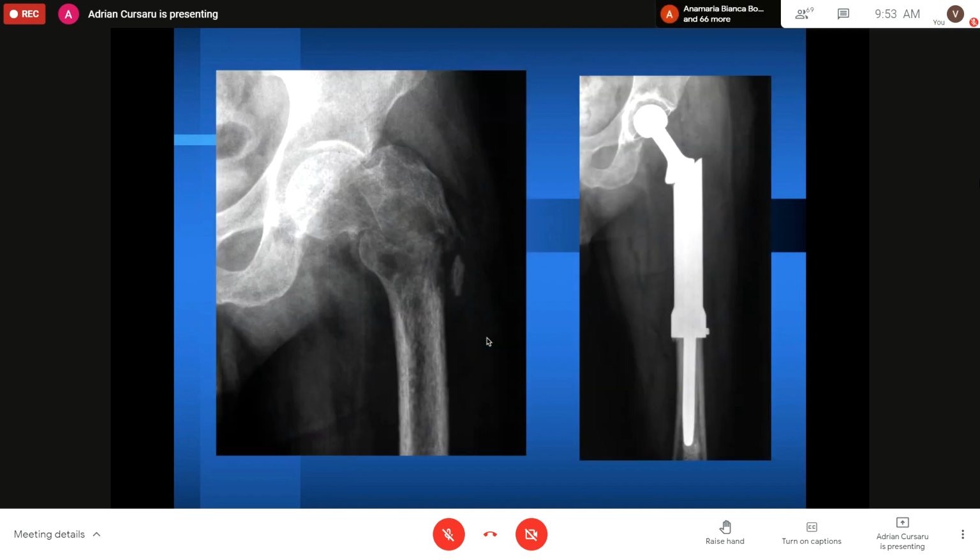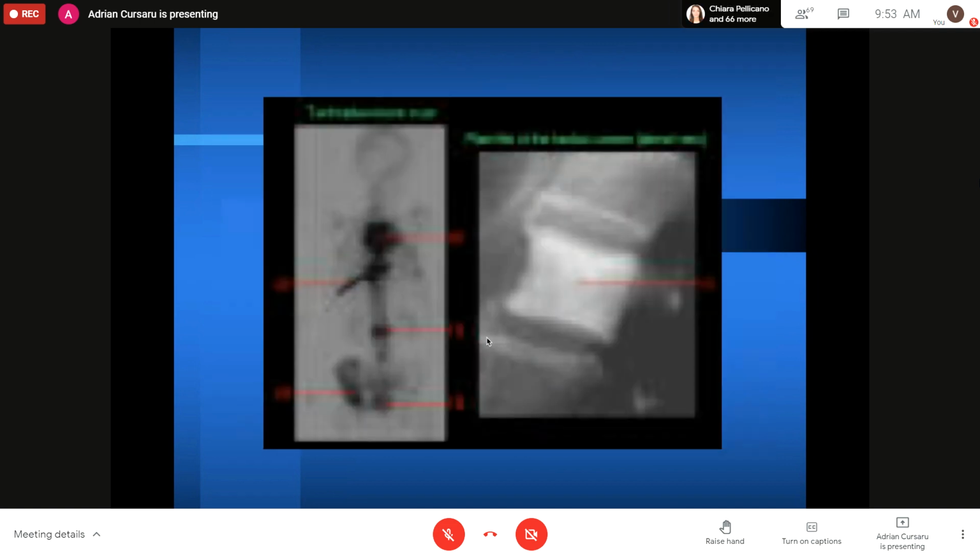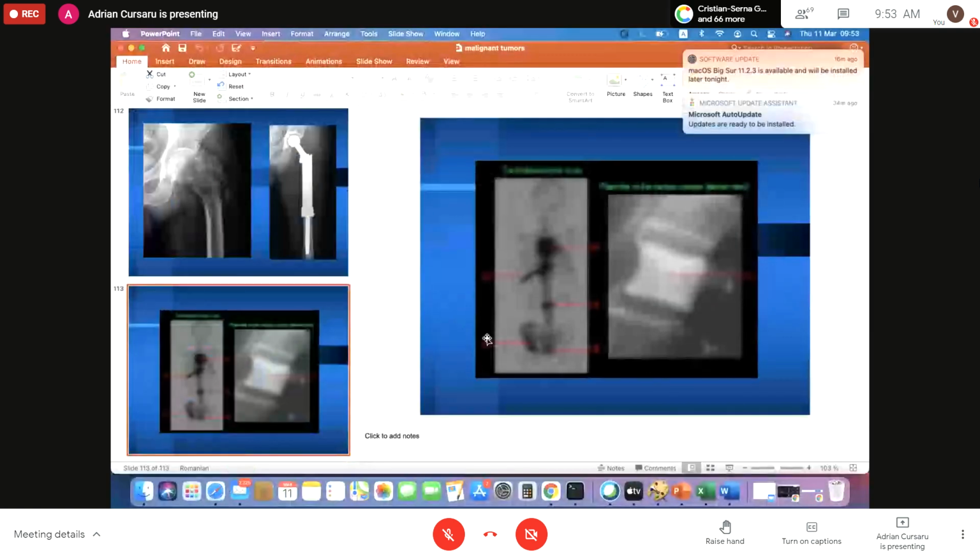That's an example of unique metastasis on the femur, with a pathological fracture that was treated by resection and reconstruction with a special prosthesis. That's another example of unique metastasis with resection and reconstruction. But if you have multiple metastases, you will not be able to treat and make a correct resection on all lesions. Thank you.